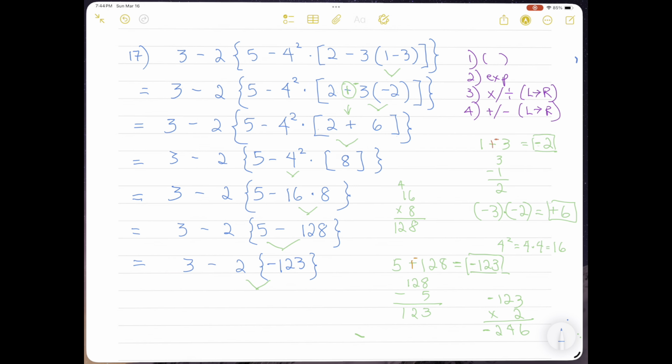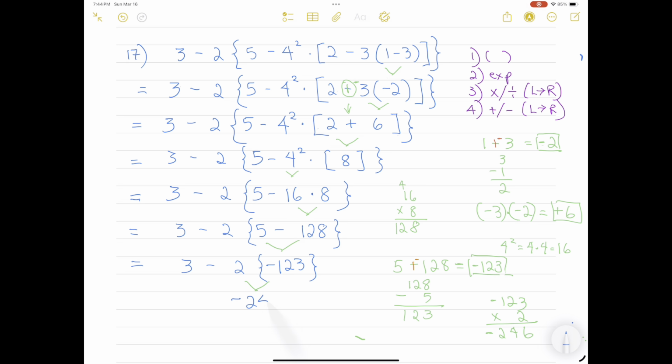So I write down negative 246 underneath 2 times negative 123, and I write a parenthesis around that to clarify, and I continue with the rest of the equation. So now I have 3 minus negative 246. I add the opposite, so now I have 3 plus 246, and that works out to be 249. And I have no more calculations to do, so that is the final solution, and I box my answer.